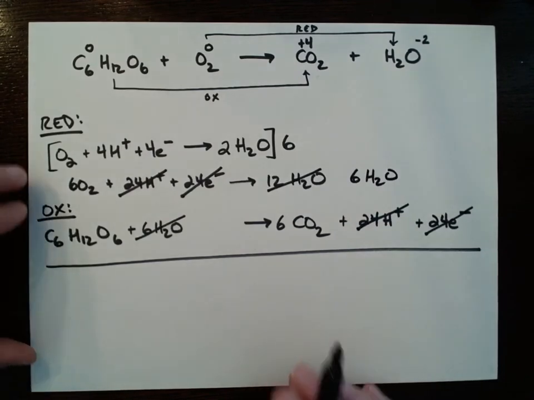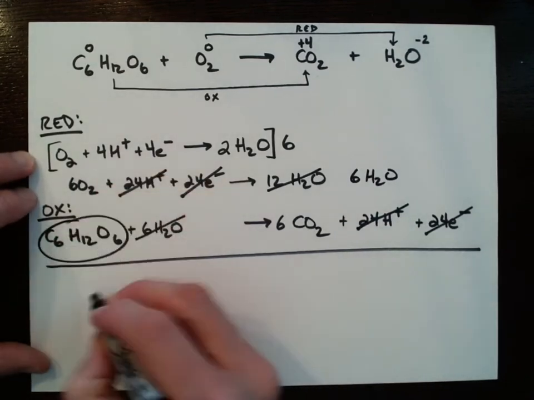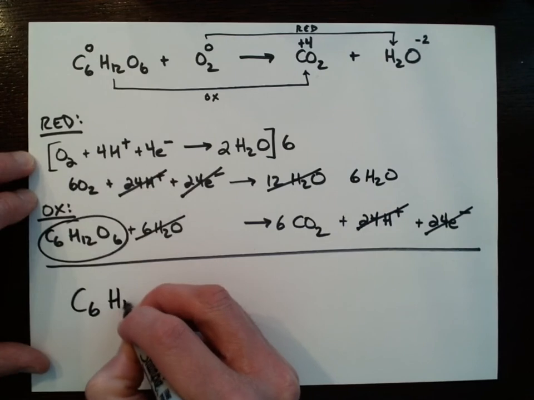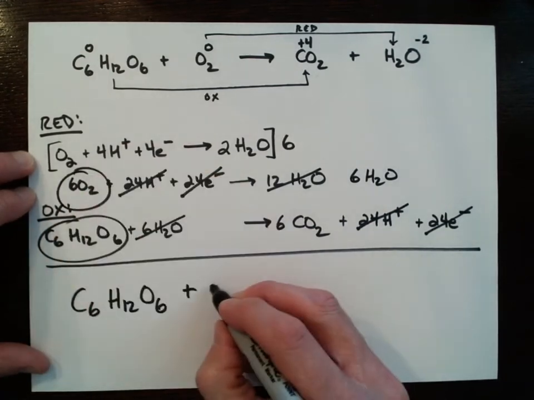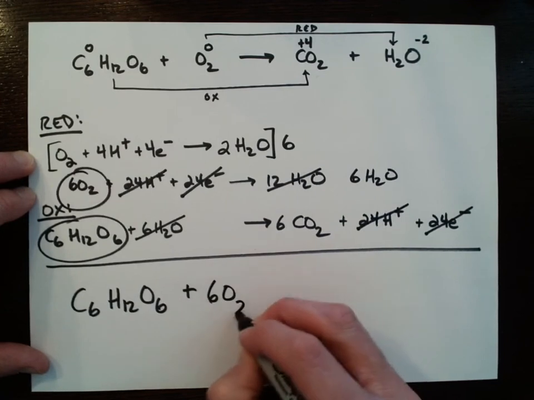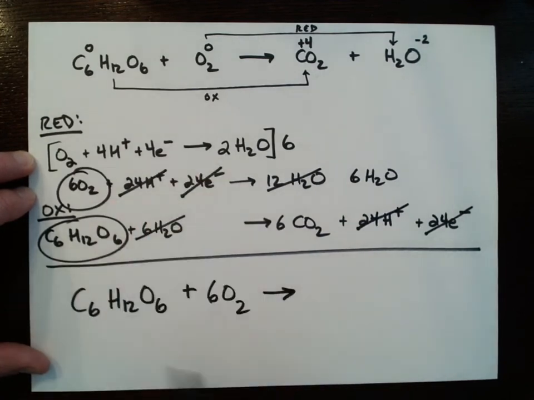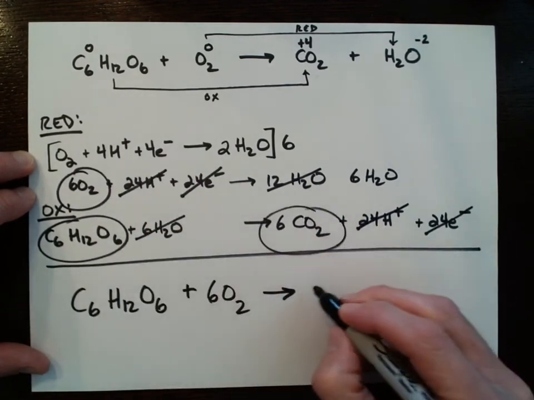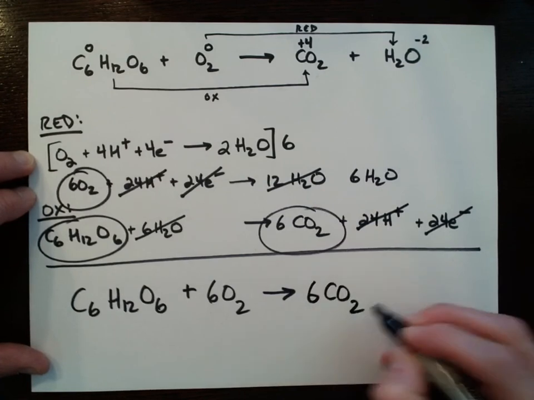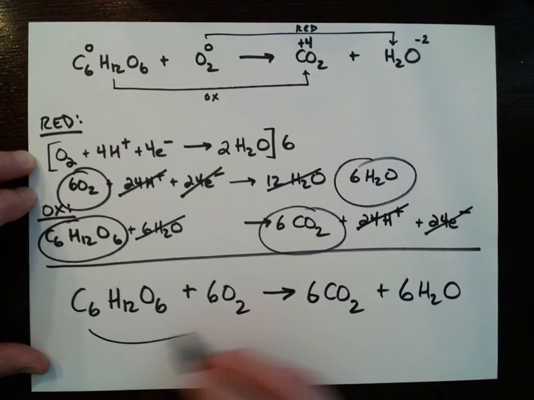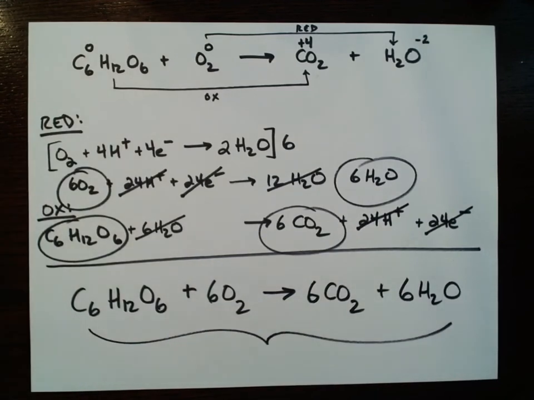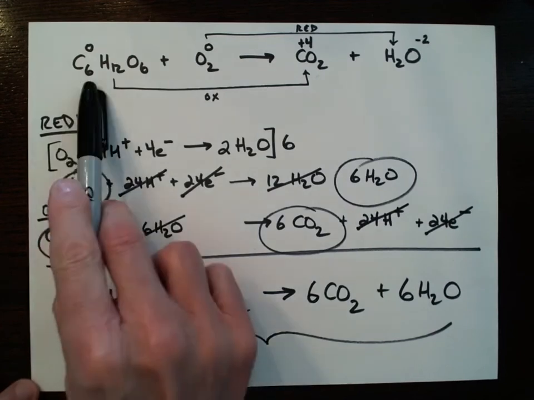And hey, look at what you end up with. C6H12O6 plus 6O2. That's everything on the reactant side. That's going to go to, oh, that's so satisfying, 6CO2 plus 6H2O. And we have shown how you can use redox chemistry to balance the redox reaction, that is respiration.